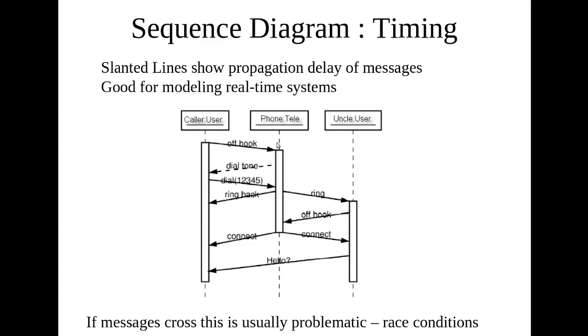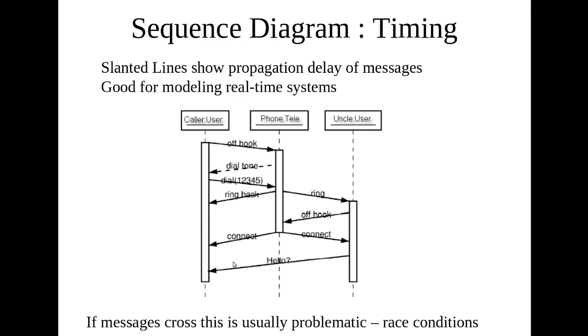If the straight line was there, it means that it will reach that particular object at the same time, but sometimes it may not happen. These servers, different objects may be in different locations. In that case, it may take some time. Since it is taking some time, you should show it by a slanted arrow, slanted lines.